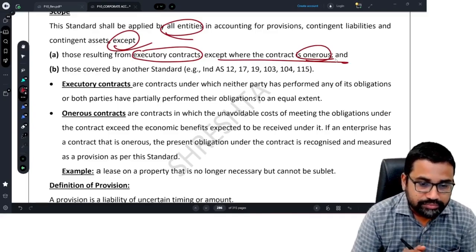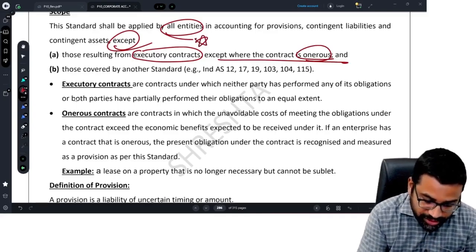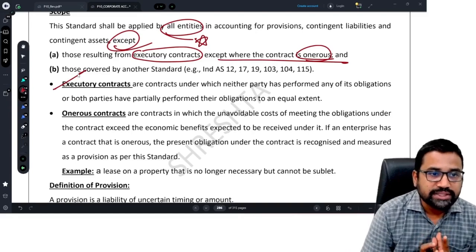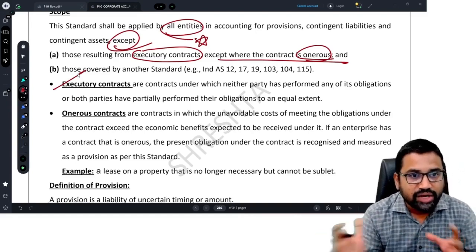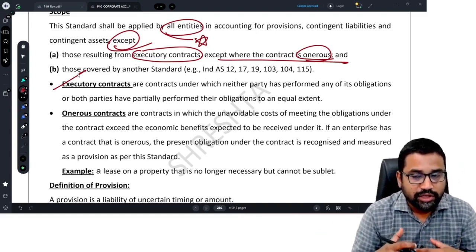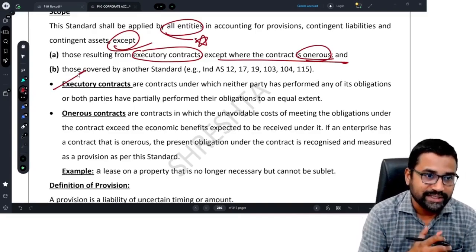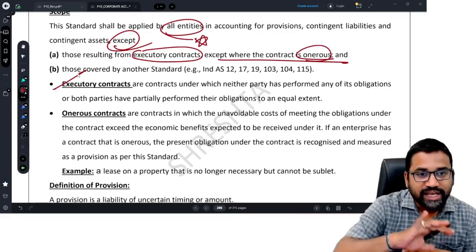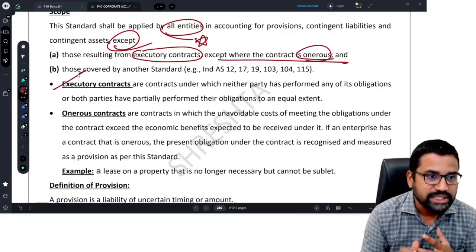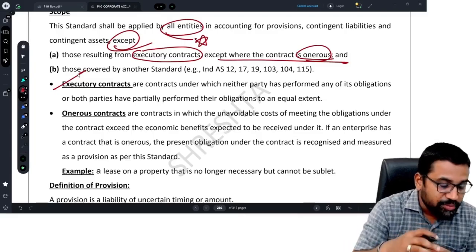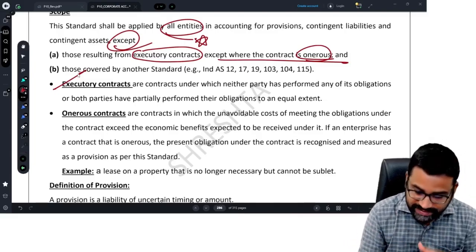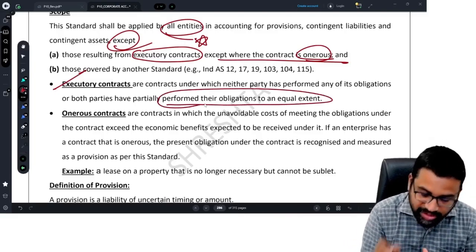Okay. First of all, what is this executory contract? See, an executory contract means a contract in which neither of the parties has performed their duties, or they have performed to an equal extent. So a contract in which neither party has performed any of its obligations, nor have they performed obligations to an equal extent.